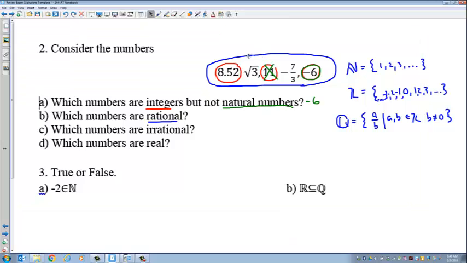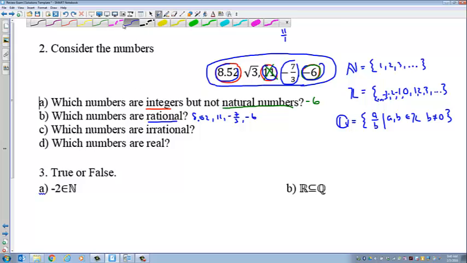So square root 3 is out. Let's do a different color. Of course, 11 is a rational number. Remember, 11 is like 11 over 1. Negative 7/3 is certainly a rational number, and so is negative 6. So let's write these down. 8.52 is good. 11 is good. Negative 7/3 is good, and so is negative 6. These are all examples of rational numbers.